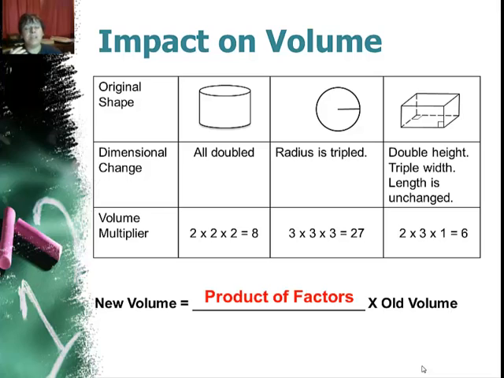So to find the impact on volume, you do not have to go calculate volume at all. All you have to do is apply a product of the factors. Think there are 3 dimensions. And remember, radius for a cylinder or a cone affects 2. Radius for a sphere affects all 3 dimensions.